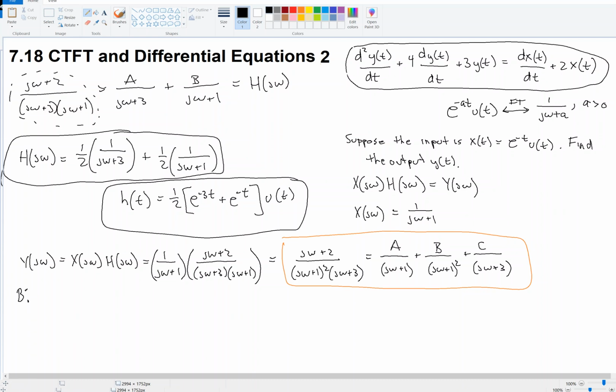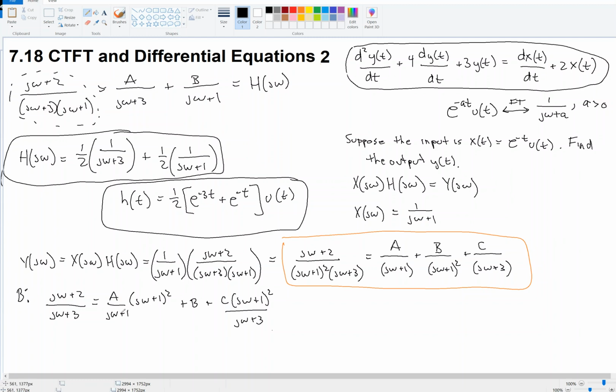Multiply that thing in orange by b's denominator and set j omega equal to whatever makes b's denominator 0. So let's do that. I multiply by b's denominator, and then on the left I would have j omega plus 2 over j omega plus 3 equals, I'm going to write all of this out, but as you're getting more and more comfortable with this, you might find that you really don't have to write this stuff out, which is amazing once you get to that point. Plus b, right? Plus c times j omega plus 1 squared over j omega plus 3.